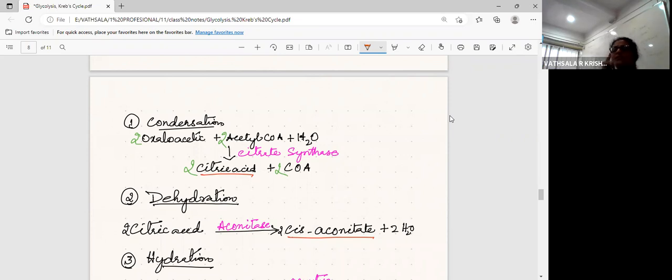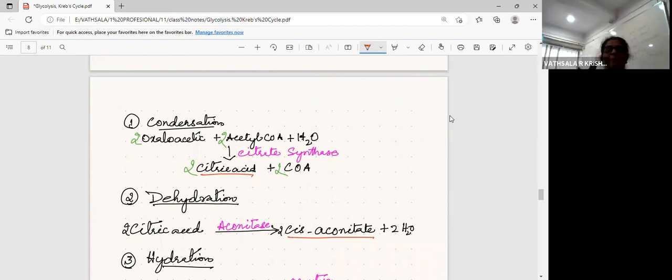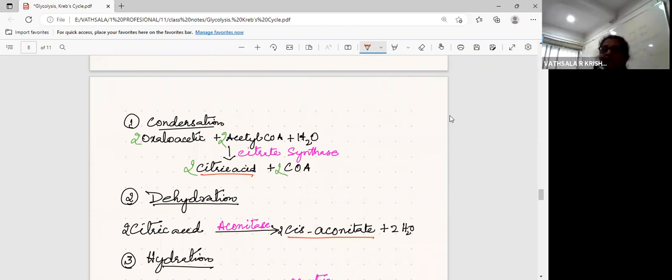oxaloacetic acid. Now, acetyl-CoA, how many carbons are there? It's a 2 carbon compound. It combines with oxaloacetic acid, which had also come in the C4 cycle. Hopefully you remember. OA, how many carbons? 4C. So 4C and 2C, what do you get? A 6 carbon compound. Which one is it?